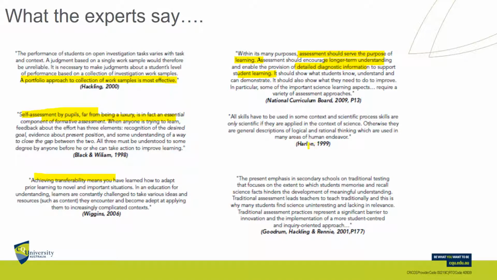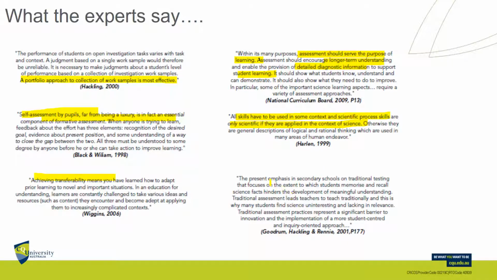We look at Harlen here. Again, look at the time all of these were published. Remember, at the time Australia was having a rethink of its education system. All skills have to be used in some context and are only scientific if they are applied in the context of science. So he's again saying specific skills, specific context, which is a really important thing to do, and we saw that applied very well in the last video example.